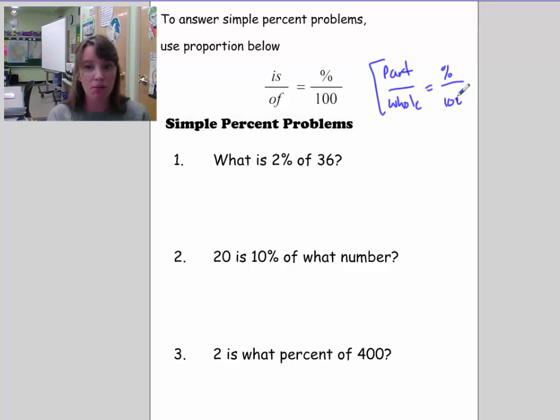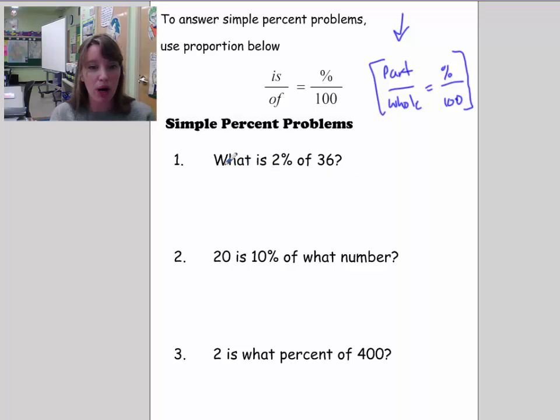This can be a little misleading because every once in a while your part can be larger than your whole. So it's misleading to think of a part as only a part of a whole, where sometimes a part can be, like if I said, what percent of 100 is 130? Well, then your part is going to be greater than your whole. So be careful of using this proportion because sometimes that can happen.